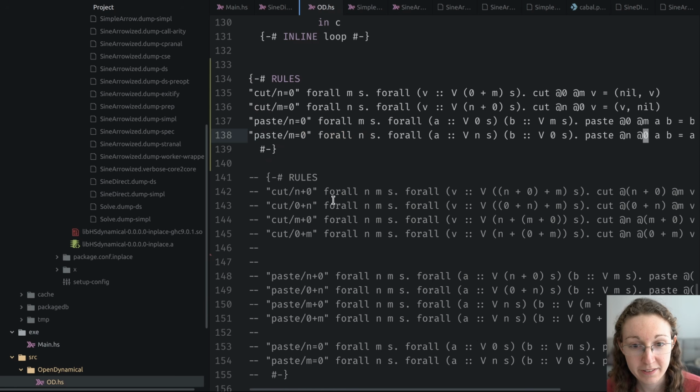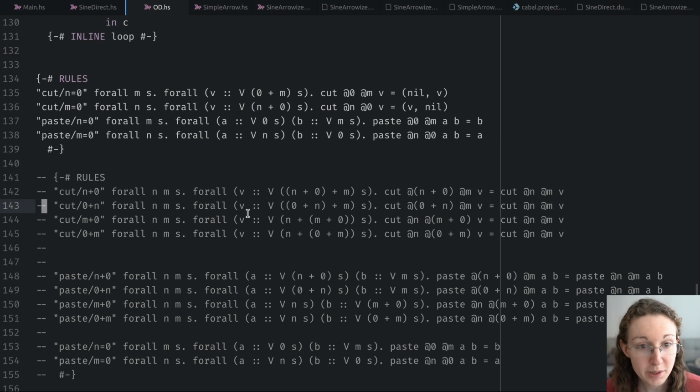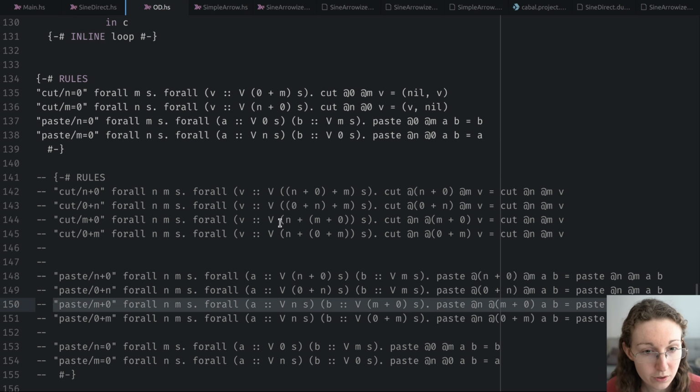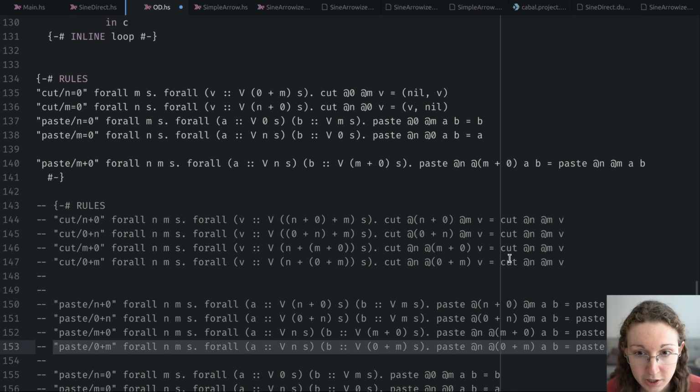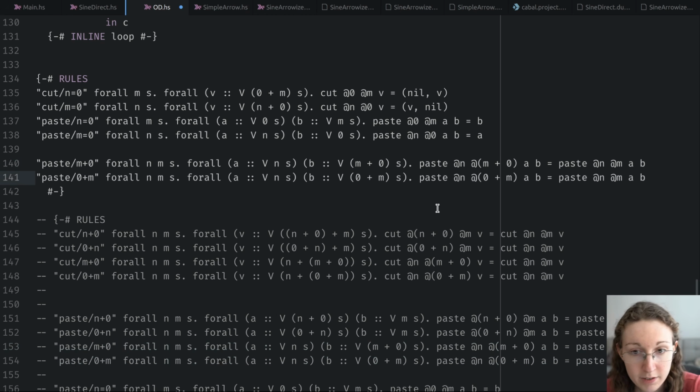So what can we do instead? Well, one simple solution is that we can add more rewrite rules. So what we're going to do is that in order to target this case, where we have some 0 plus 0, this is the rule in question that we'd be using right here. So we're going to say that if we have some application of paste, and I can also grab the other one here. So if we have either an application of paste where the second argument is m plus 0 or 0 plus m, then we can actually just simplify that to an instance of paste n m.